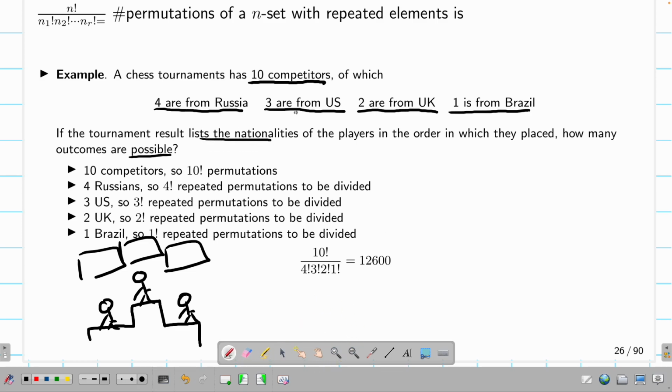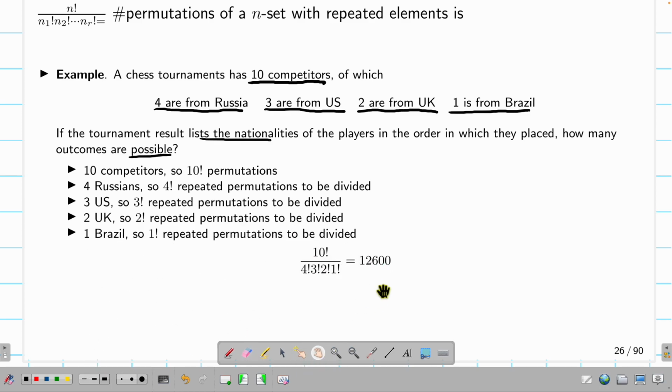That means suppose I have 4 Russians, and let's say the Russians are all in the top 3. Then I will have 3 Russian flags here. And this is one possibility of the outcome. But what if one of them is Russian and 2 of them are from the United States? Then you have a different permutation. And it turns out this is basically the multinomial coefficient.